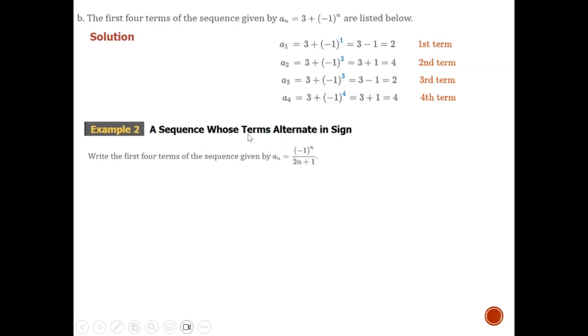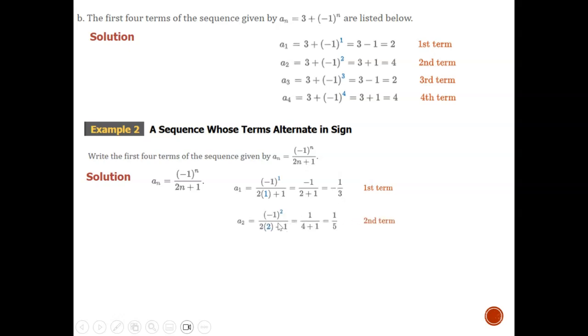Now here's example 2: a sequence whose terms alternate in sign. Write the first four terms of the sequence given by an = (-1)^n over 2n + 1. I'm going to start with a1. I plug in 1 for the n in the exponent, and also in the denominator where it's 2 times n. So I plug in 1 in both places. It's going to give us negative 1 over 2 plus 1, which is equal to negative 1/3.